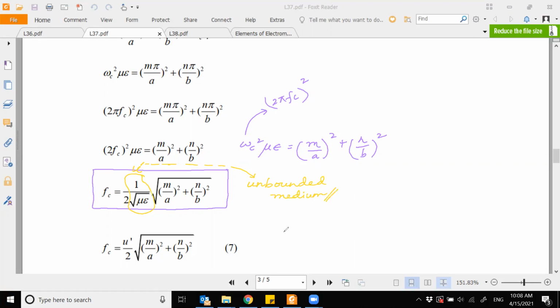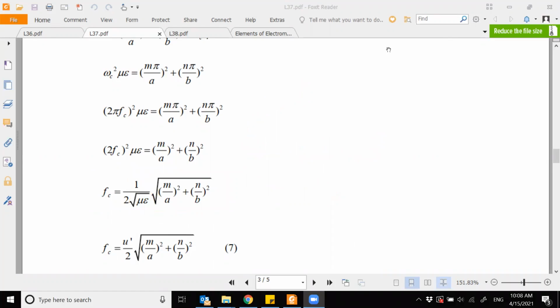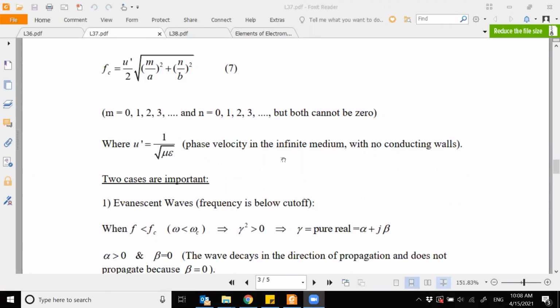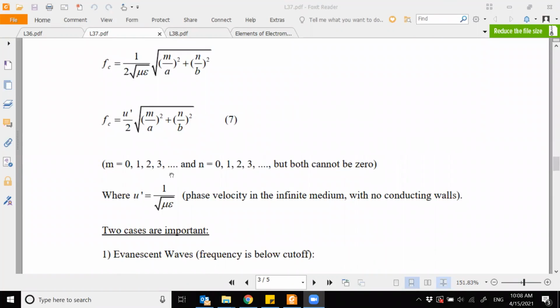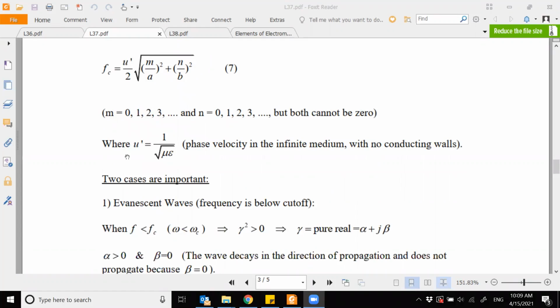It is unbounded medium, so I'm replacing it with u dash. So this is my cutoff frequency, which is u dash over 2 root of m over a square plus n over b square. Where m can take 0 to 1, n can take 0 to 1, but as I told you, both cannot be 0. If both become 0, that means there is no cutoff frequency, which cannot happen. And u dash, as I told you, is for the unbounded medium.